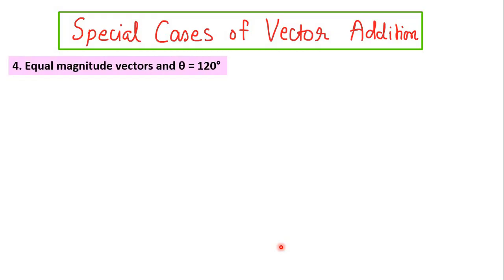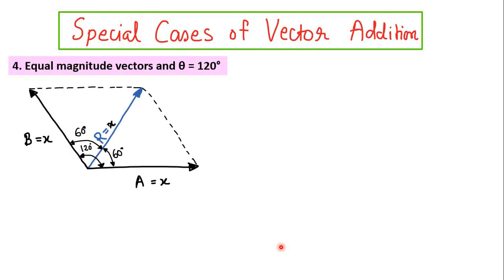Fourth special case, if the vectors have equal magnitude and the angle between them is 120 degrees. So this is the angle between the two vectors. This is vector A and this is vector B, both having the same magnitude x, angle between them 120. Then it is an interesting case that the resultant will also have the same magnitude x as that of both the vectors, and the resultant will also bisect the angle between the two vectors. So 120 is bisected as 60 and 60.